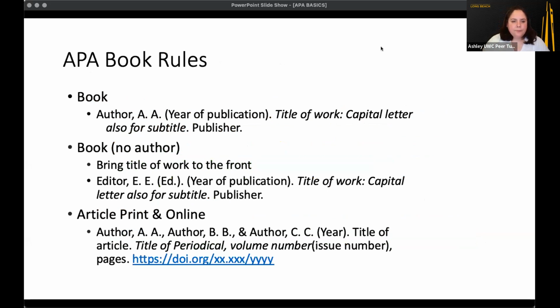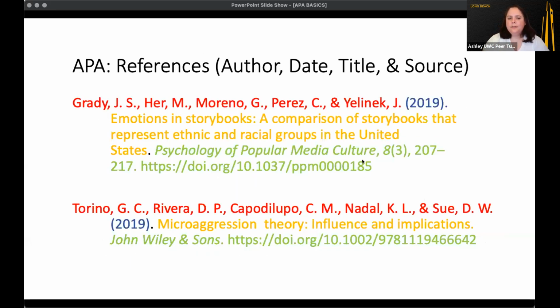Okay, so any questions about journals? Ashley, for that particular example, are we allowed to put et al. since there are like five authors? No, this is for the reference page at the end of your paper. On the reference page, just put all the authors. It's only when you do it in text citations that you use et al.